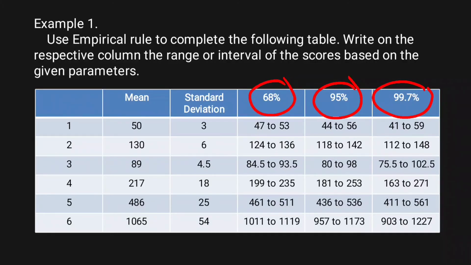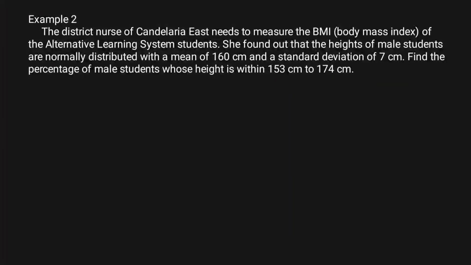Okay, example number 2. The district nurse of Candelaria East needs to measure the BMI or the body mass index of the alternative learning system students. She found out that the heights of the male students are normally distributed with a mean of 160 cm and standard deviation of 7 cm. Find the percentage of male students whose height is within 153 to 174 cm.